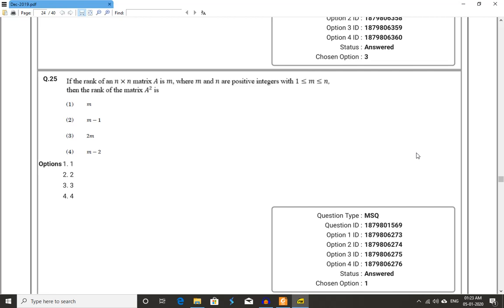This part B was very easy. How many questions are you asked to answer? I think 25 questions were there here, and you are asked to solve 20 questions. Of the 20 questions, at least 15 were easily done.